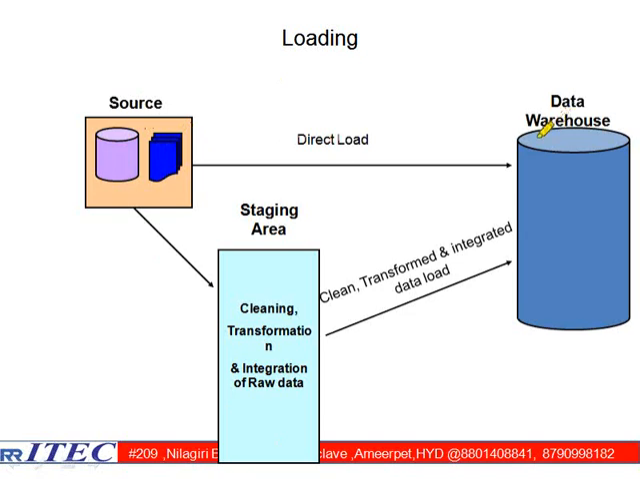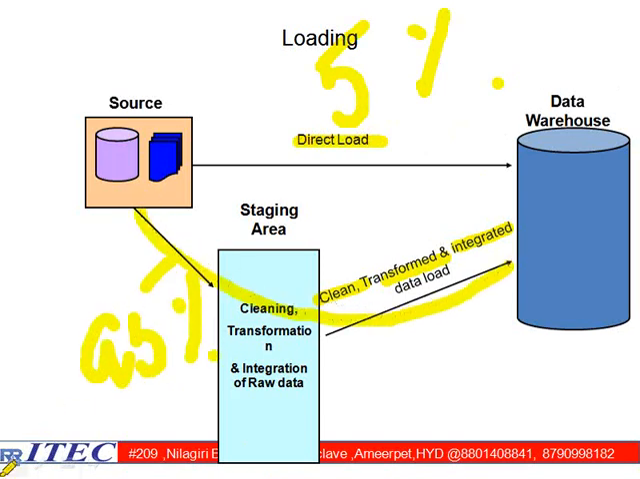Suppose there is no need to do any cleaning, integration, or transformation, nothing is required. Whatever data is available in the source, as it is, I want to keep in the data warehouse. That is our requirement. If you want to do that, we can do it using direct load. But most of the time, this kind of scenario is maybe 5% available. 95% of the time we are going to the data warehouse to do some transformations and all. Yes or no? Right.